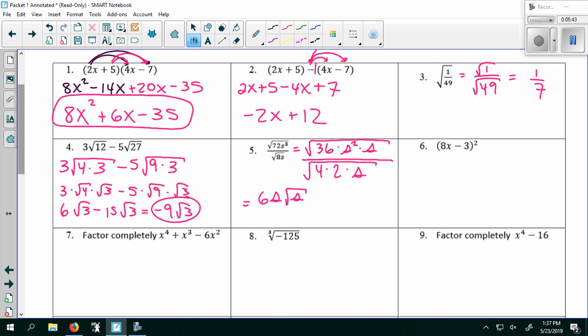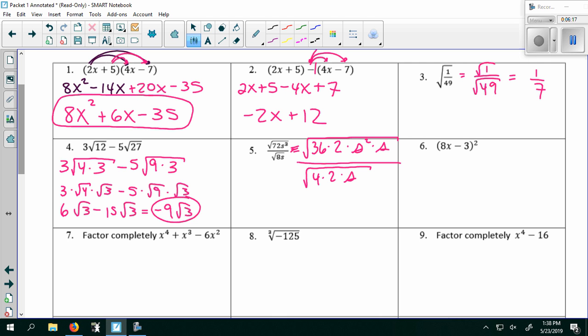In the denominator, the square root of 4 is 2, and I still have the square, oh, I forgot the 2 in the numerator for the 72. Start again. Okay, so 72 was supposed to be rewritten as 36 times 2. And then S cubed is S squared times S. And then in the denominator, I have the square root of 4 times 2 times S.